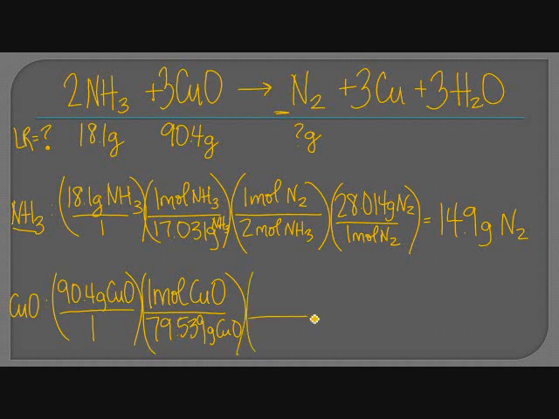Then our mole ratio, the numerator will be the same, 1 mole of N2, because we still want N2. But the denominator this time, we're dealing with CuO, so we need 3 moles of CuO in the denominator. And then the very last step is going to be exactly the same, because we still are solving for grams of N2. So we use the molar mass of N2.